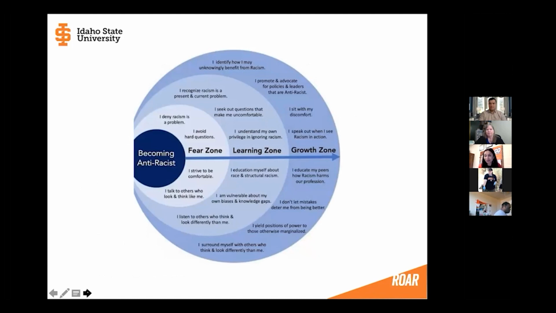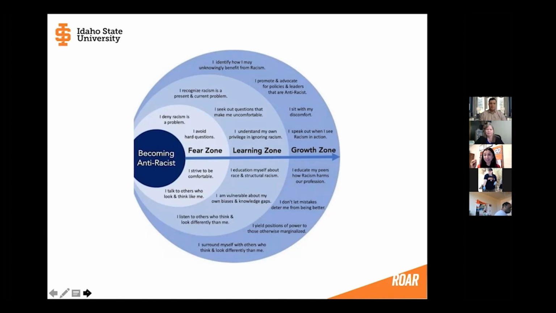While we are trying to become anti-racist, are we in the fear zone where we even deny racism is a problem or avoid hard questions? Are we in the learning zone where we recognize racism is a present and current problem and we understand our own privilege in ignoring racism, and we continue to educate ourselves on race and structural racism? And then of course there is the growth zone.